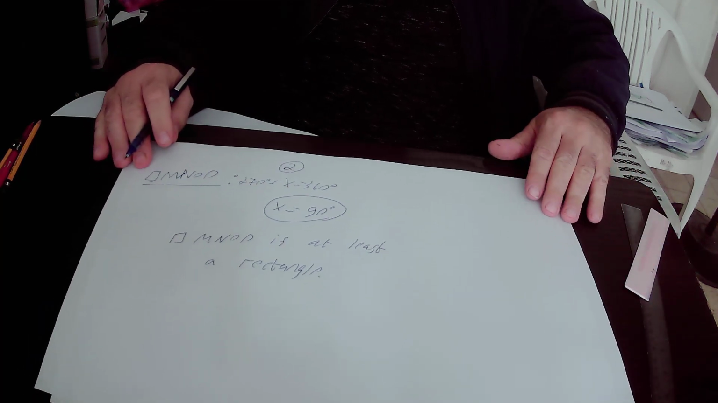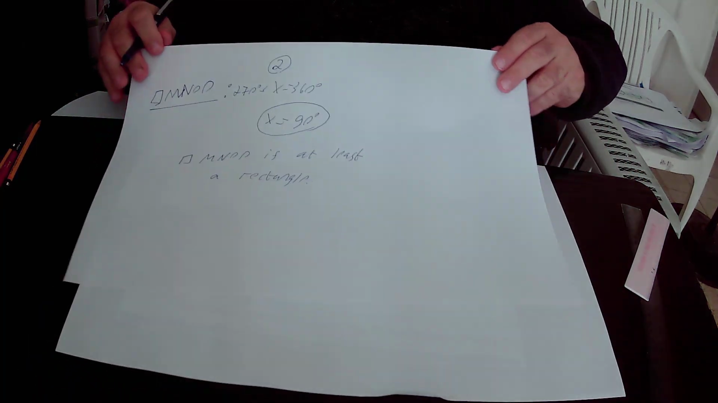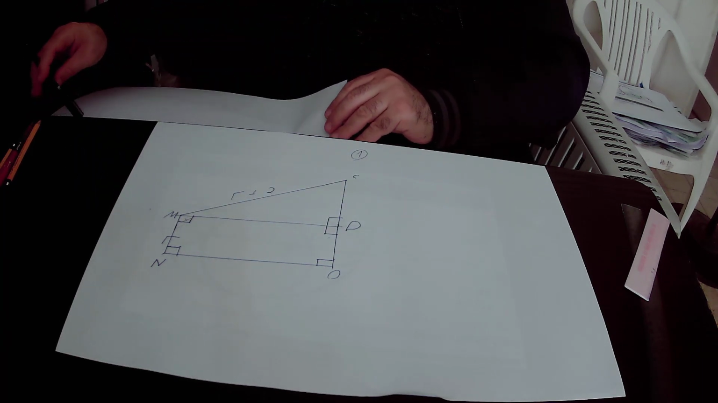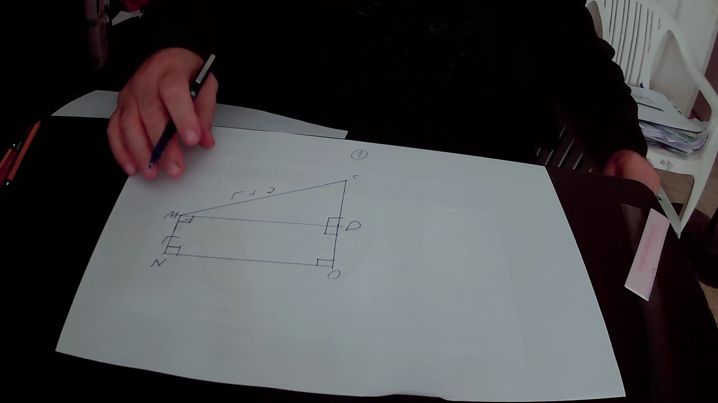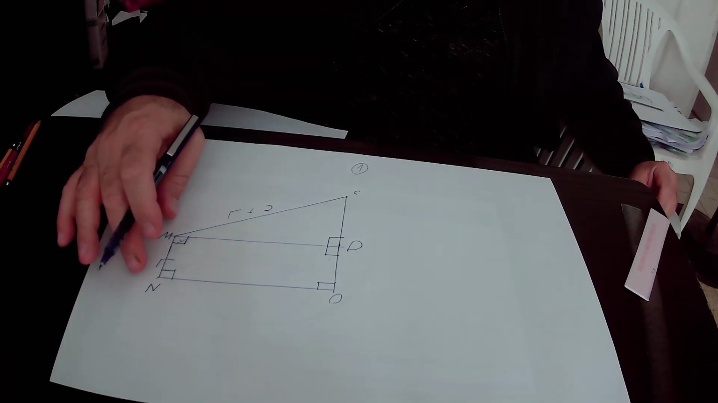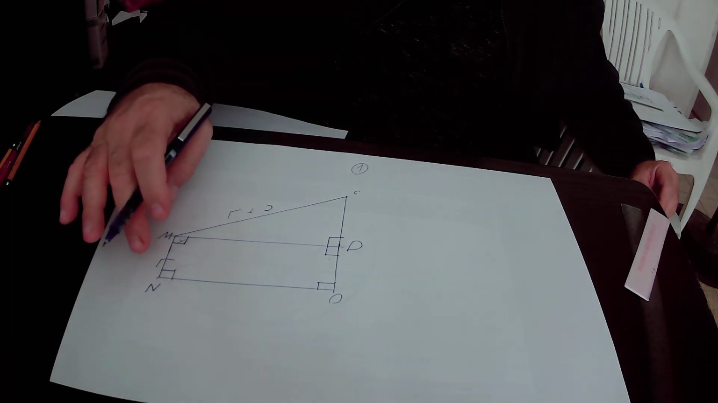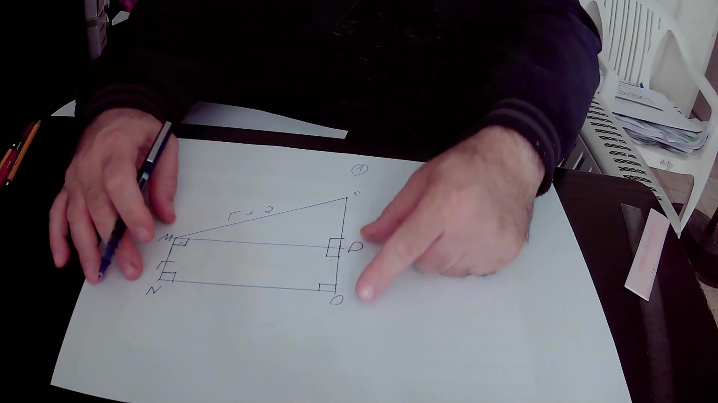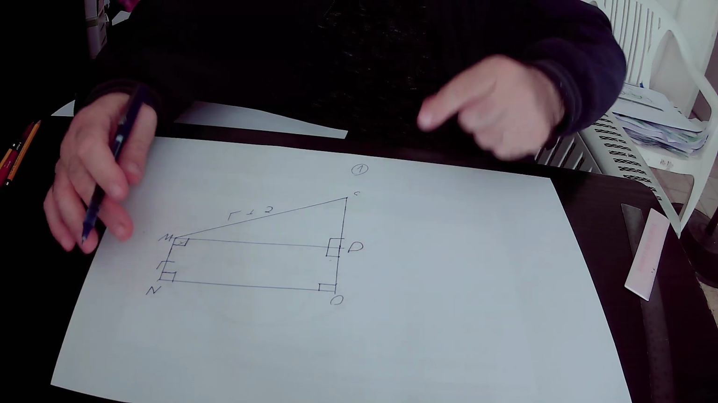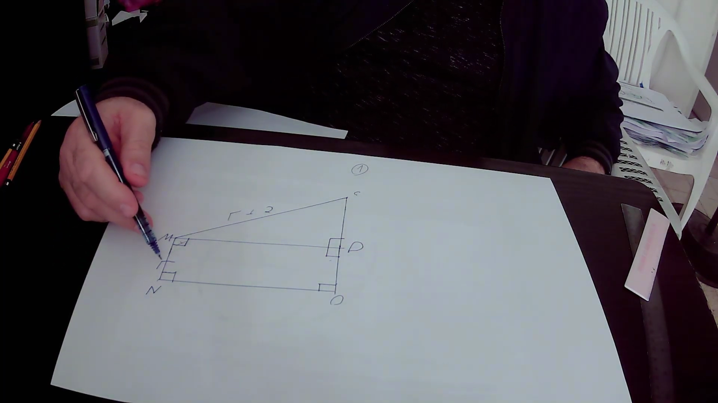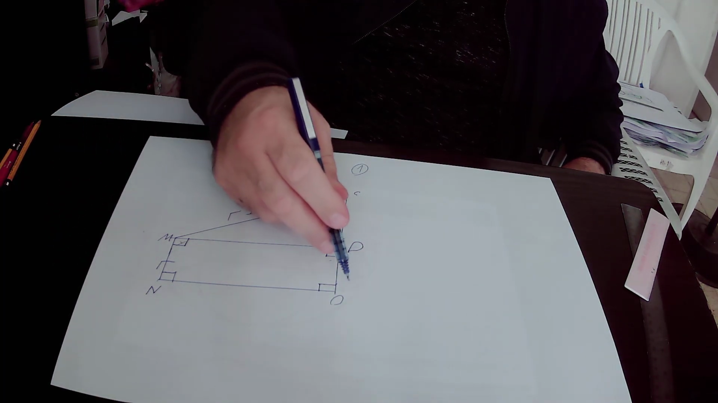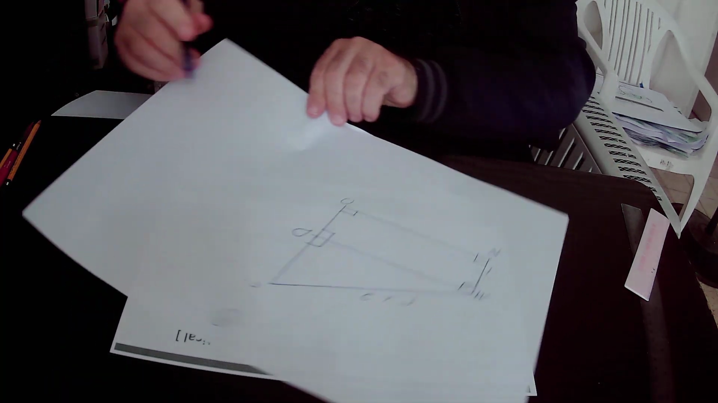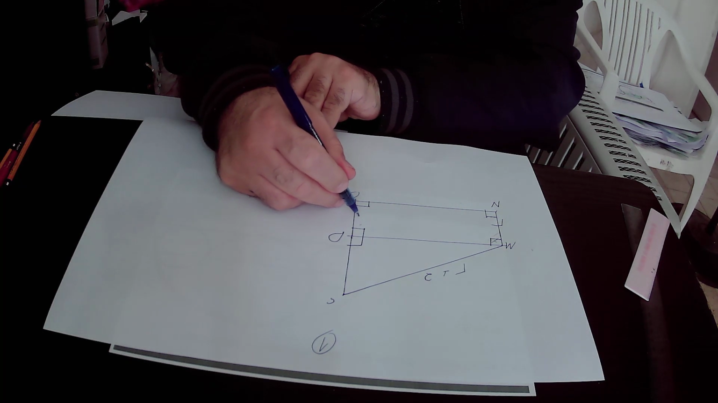Okay, and we know that the opposite sides of a rectangle are equal to each other. That is to say, side MN of rectangle MNOD equals side OD. Those two sides are equal to each other, and we know that MN equals the radius of the small circle. Therefore, OD will also be equal to the radius of the small circle. That is to say, it equals R.